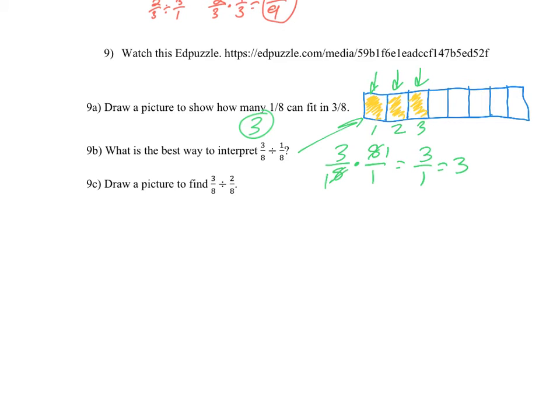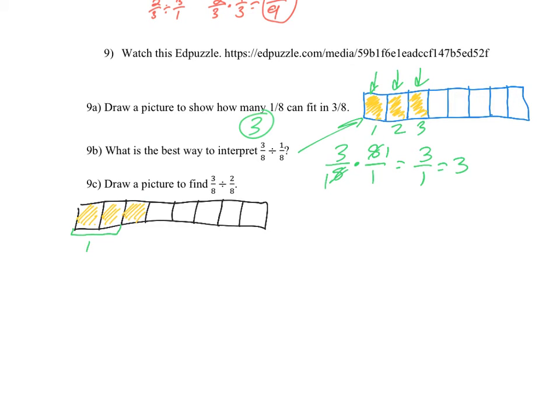So I want you to try 9C now. See if you can, again, draw a picture. We can use the same kind of picture here and see how many 2/8 can fit inside of it. So once again, I have my model here, a picture of 3/8, and I want to know how many 2/8. Well, okay, so here the 3 yellow ones are my 3/8. How many 2/8? Well, here is one 2/8 that can fit in there.